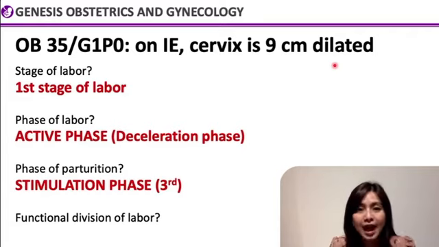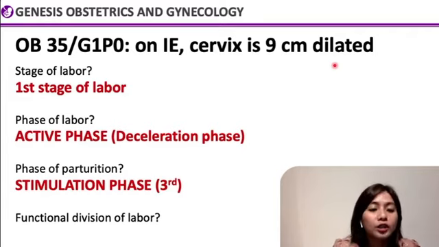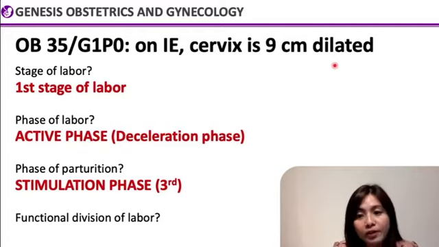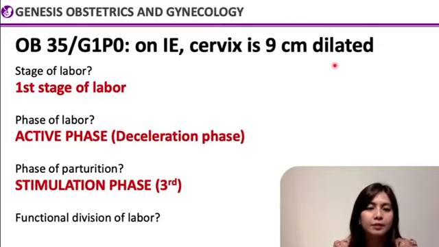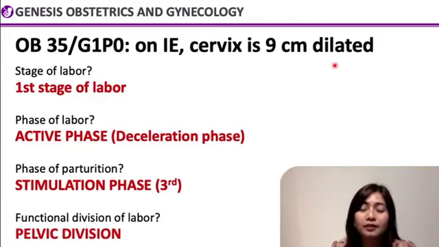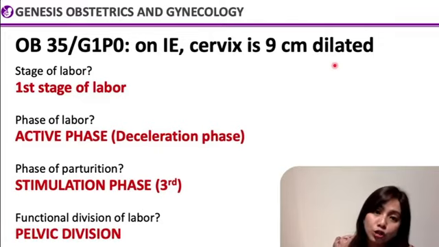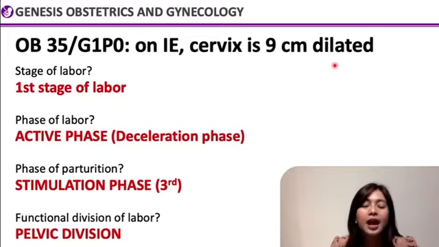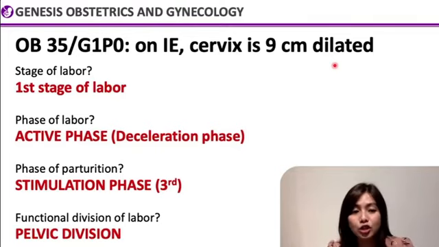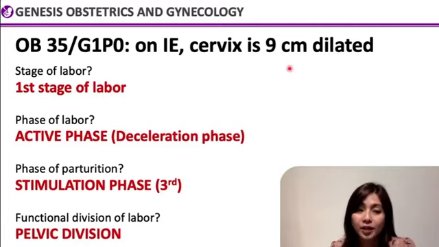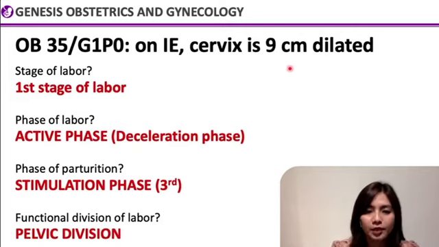What's the last phase? It's involution. Nagre-recover na siya from labor. Okay, so ano yung functional division of labor niya? Ito yung functional division that coincides with your deceleration phase and also where the cardinal movements take place. Ito yung last functional division, nasa pelvic division na siya. What are the other two functional divisions of labor? Preparatory, nagre-prepare yung katawan, and then after that, dilatational division, and finally, pelvic division, which is the functional division of labor kung saan nandun yung patient, since 9 centimeters dilated na siya. Okay, I hope that's clear. Gets nyo ba? Okay, move on.